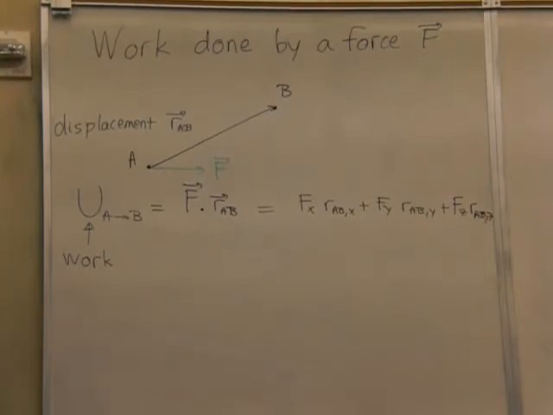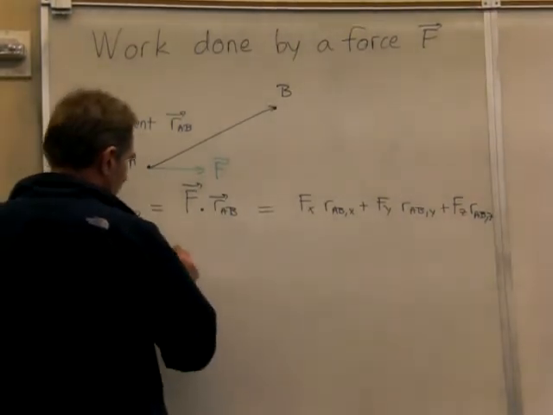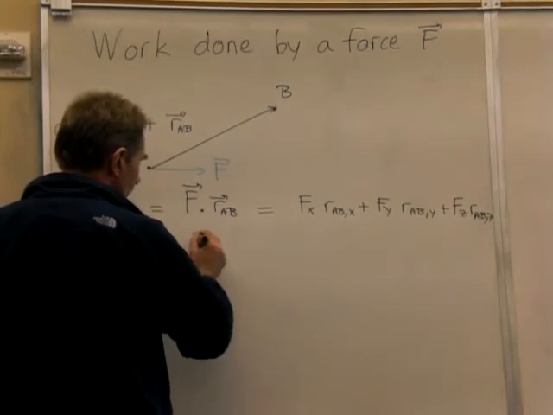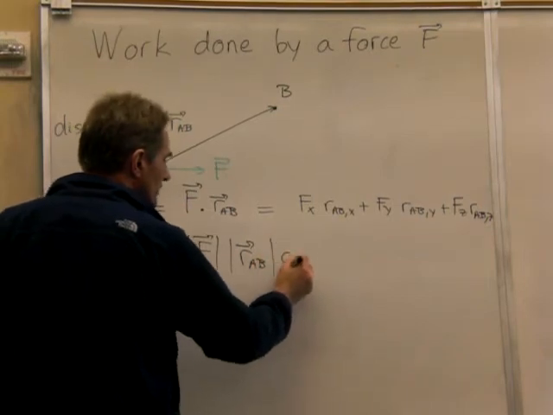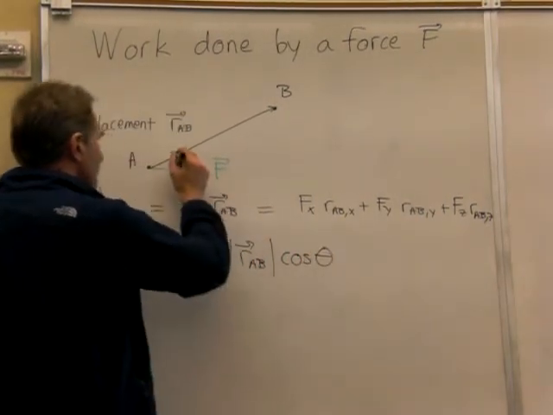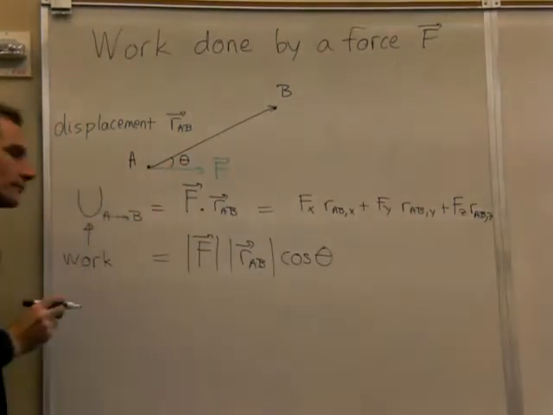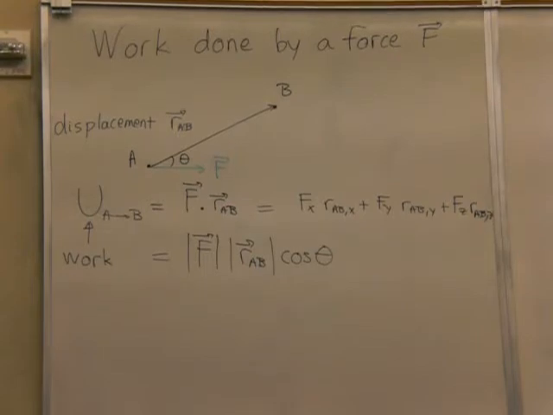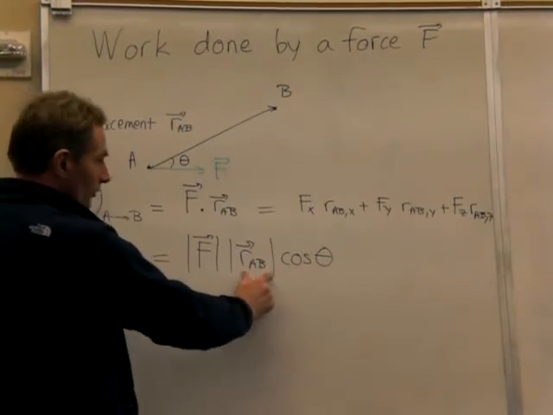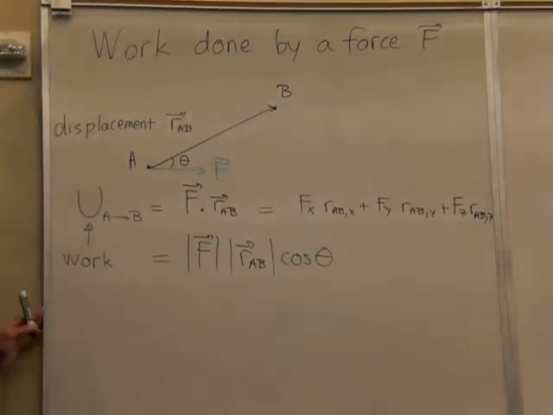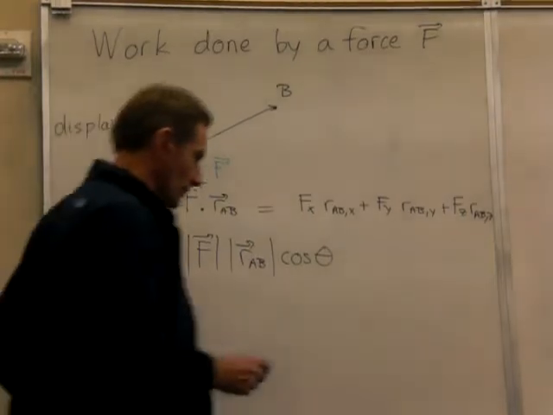What are some other ways? Multiply the magnitudes of the two vectors by the cosine of the angle between them. Okay, so it can be the magnitude of F times the magnitude of the displacement times the cosine of the angle between them. And there are two ways to interpret that formula. You can put the cosine with the r, or you can put the cosine with the F. You see what it means.